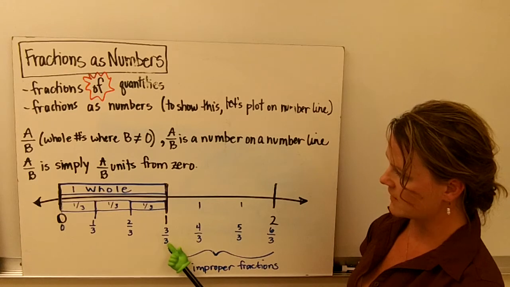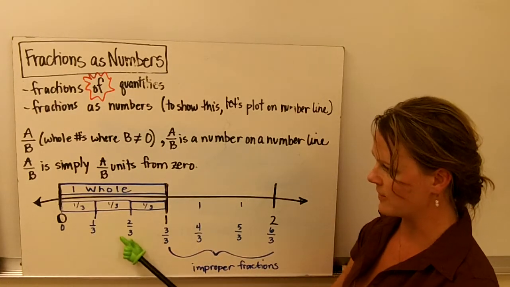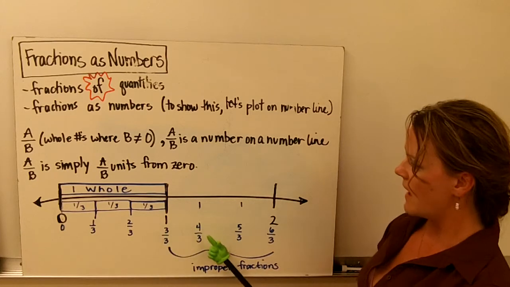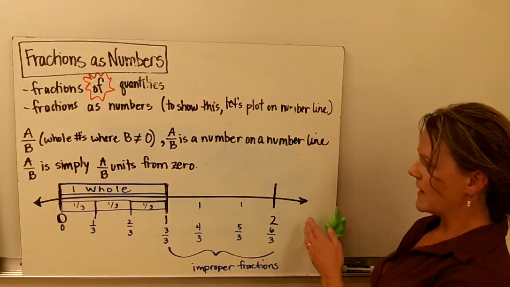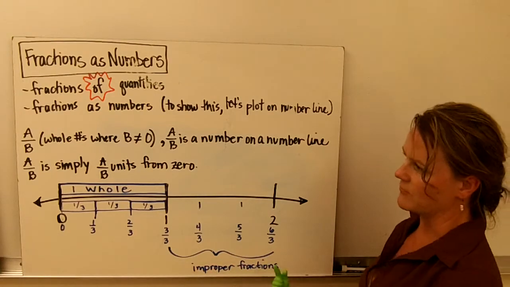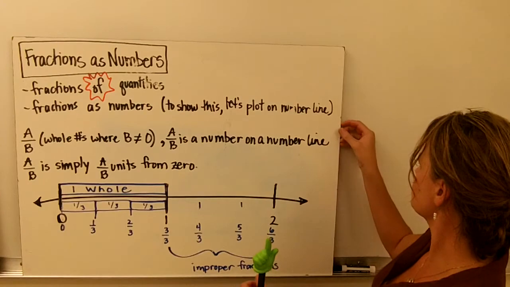You can also see then that I wrote 3/3 up here, and continuing that pattern by counting by thirds, 1/3, 2/3, 3/3, I go to 4/3, 5/3, 6/3. I can continue on. These are our improper fractions. So another way of looking at our improper fractions.